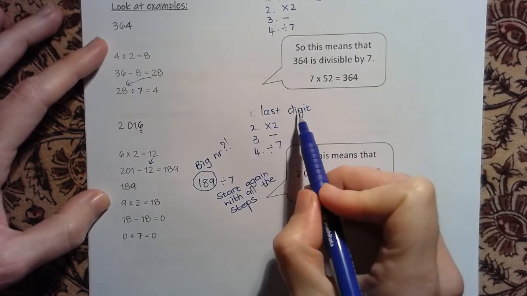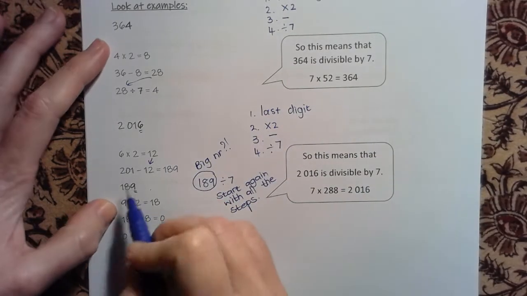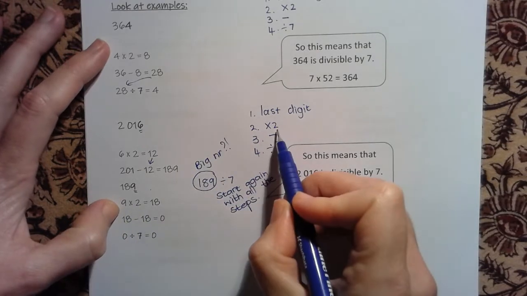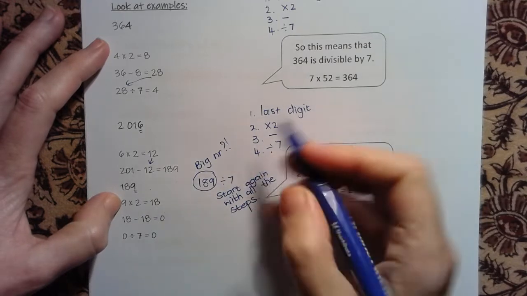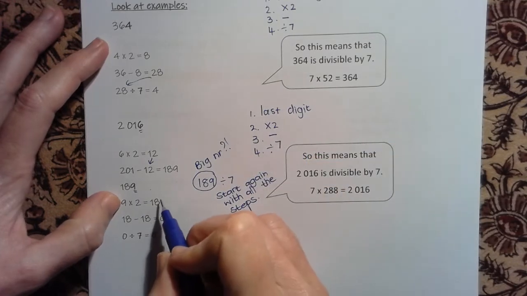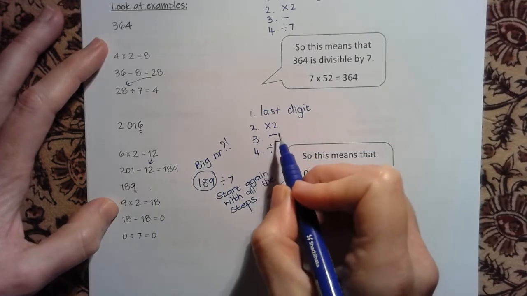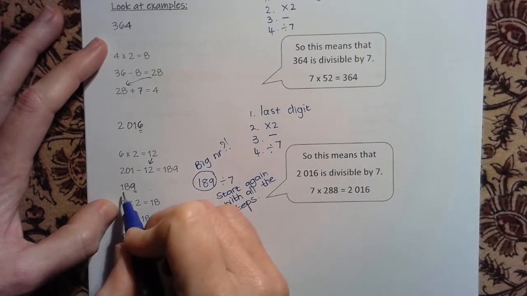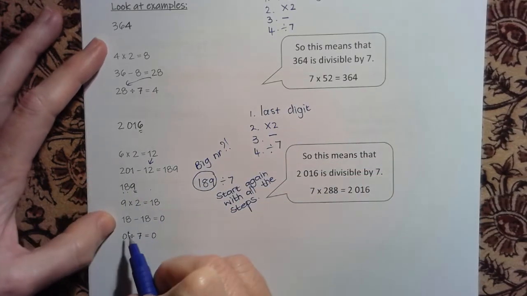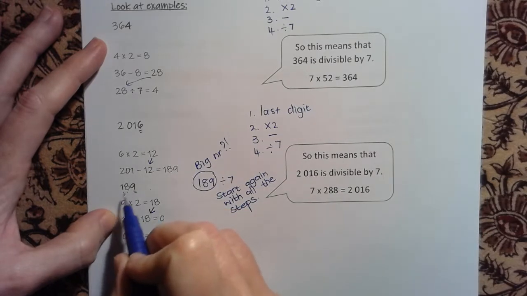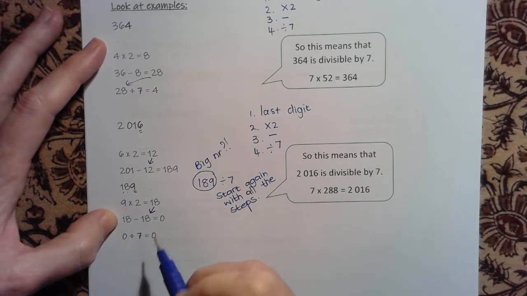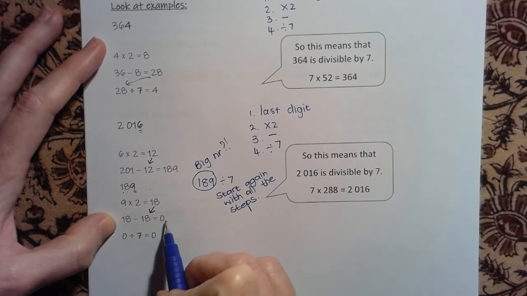So what's the first step? Take the last digit. So that's 9. What must I do with a 9? I must double it. So 9 times 2 equals 18. Right? What must I do with that? I must now subtract the 18 from what's left of the rest of the number. So what's left of the rest of the number is the 1 and the 8, which makes 18. So the 18 is being subtracted from 18. 18 minus 18 is 0.